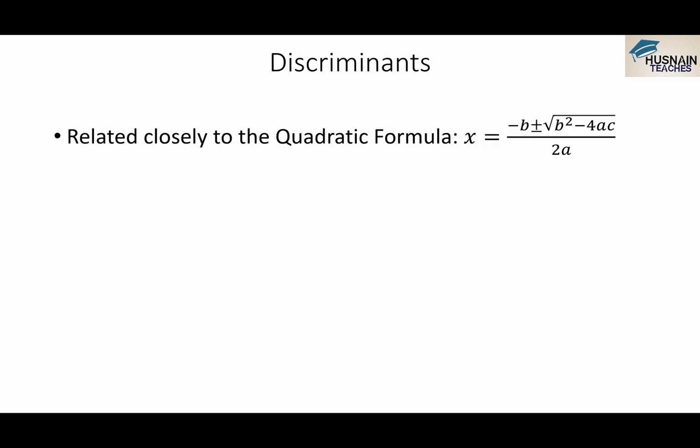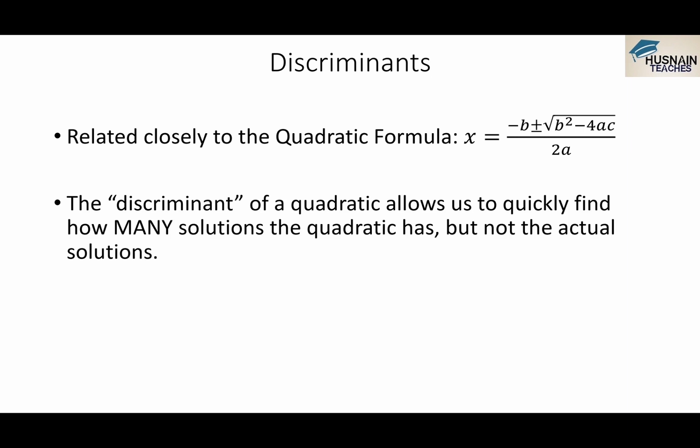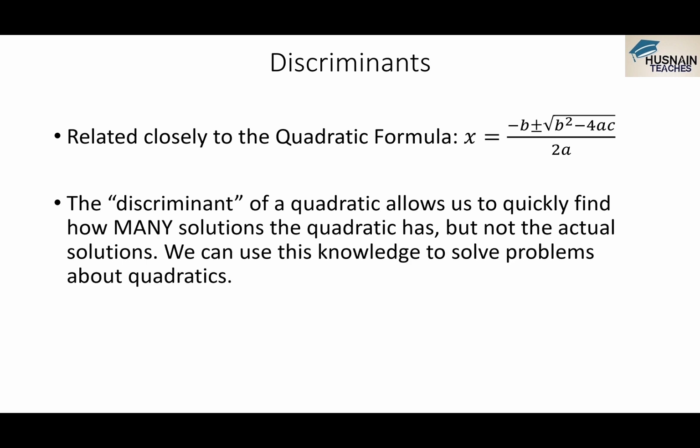Discriminants are related very closely to the quadratic formula. And of course, if you don't remember the quadratic formula, then please go back and recap. The discriminant basically allows us to find how many solutions the quadratic has, but it doesn't actually tell me the solutions of the quadratic. So you might think, well, that's a bit useless. It's not. It's quite useful actually. And we'll be using this information to solve problems about quadratics.